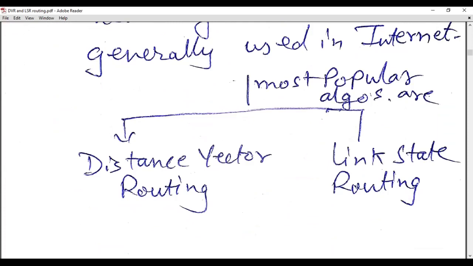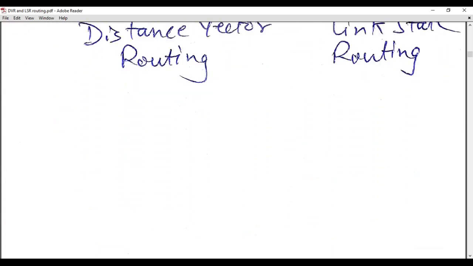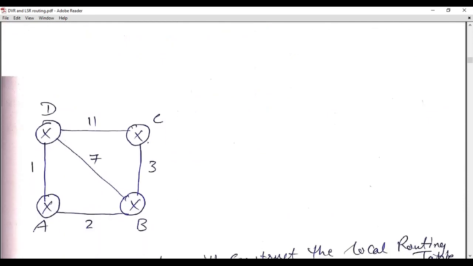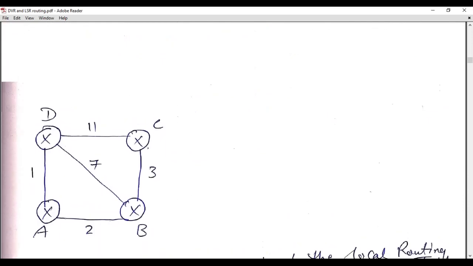We normally refer to them as DVR and LSR, for distance vector routing and link state routing. DVR has been in use since the invention of routers, and since the 1980s it has been very popular. We are worried about sending a packet from router to router through the shortest path.